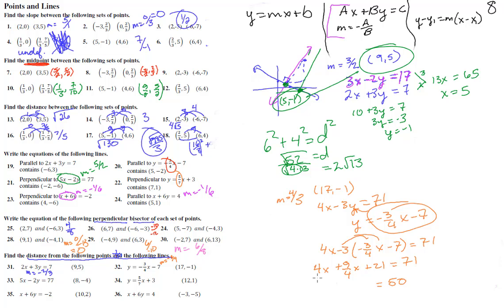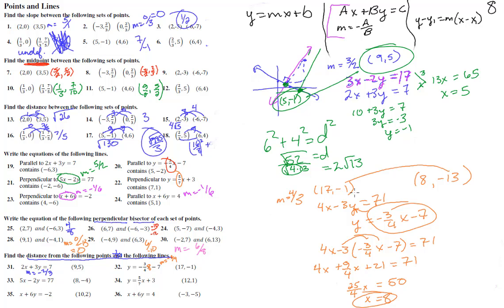This is 16/4 x plus 9/4 x is 25/4 x equals 50. So if we divide both sides by 25/4, we get x equals, let's see, divide by 25 is 2 times 4 is 8. So x is 8. Now let's stick that back in somewhere. If we put an 8 in here, negative 3/4 times 8 is negative 6 minus 7 is negative 13. Alrighty, now we've got to find the distance between these.